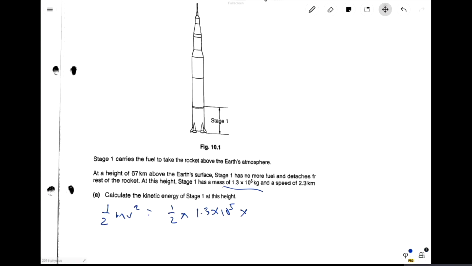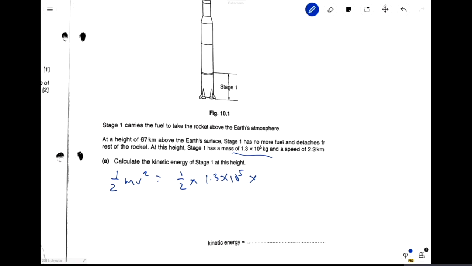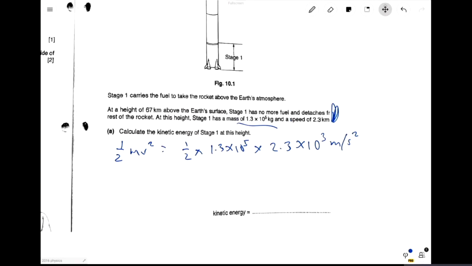Where? 2.3. Oh, 2.3. Some printing problem, right? It's a 2.3. Should be km per hour, times 10 to the power of 3 meter per second squared. Why times 10 to the power of 3? Okay, let me look at the book. I think it says 2.3 kilometer per second. Sorry, it's per second. So it's 2.3 times 10 to the power of 3.